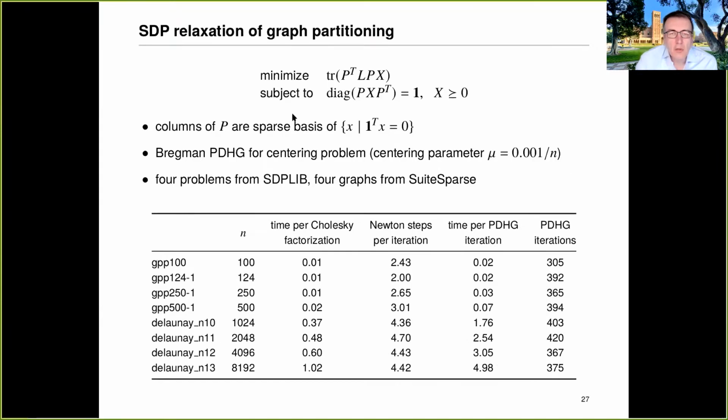And then this is another problem, the equipartitioning, or SDP relaxation of graph equipartitioning, where we have a problem that's less sparse, but we can still fit it in this form. Again, 8 problems, and it's denser, so the time is a little longer, but roughly it's still the same conclusion. So the cost per Bregman projection is roughly proportional to the cost of a Cholesky factorization.